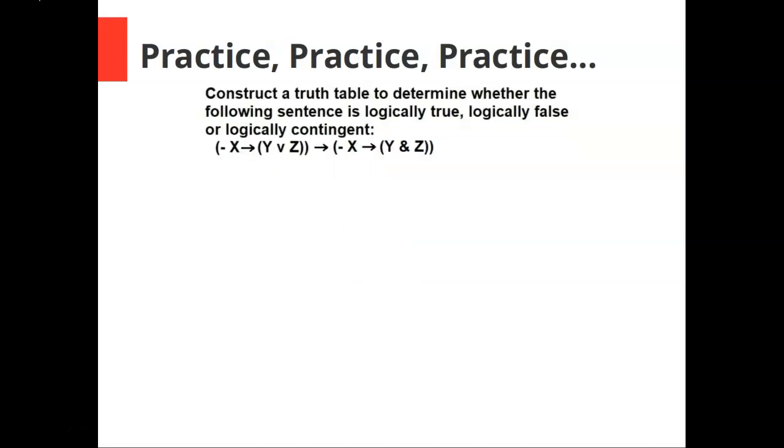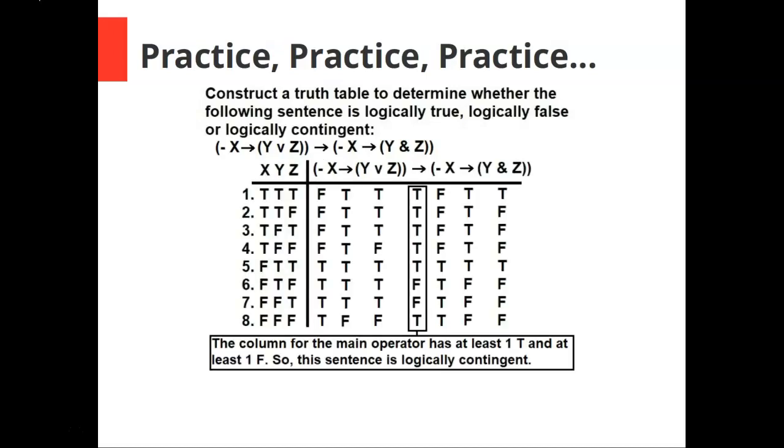And then one more example. Construct a truth table to determine whether the following sentence is logically true, logically false, or logically contingent. And here's the answer. The column for the main operator has at least one T and at least one F, so this sentence is logically contingent.